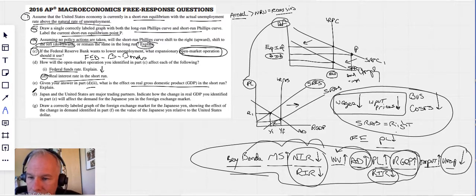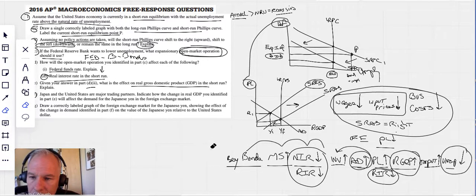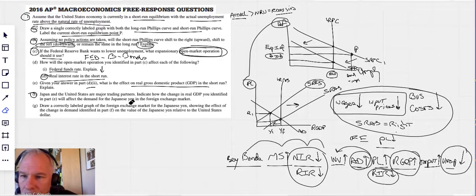All right, F. Japan and the United States are major trading partners. Indicate how the change in real GDP you identified in part E will affect the demand for Japanese yen in the foreign exchange market. All right, so real GDP can also be thought of as income.